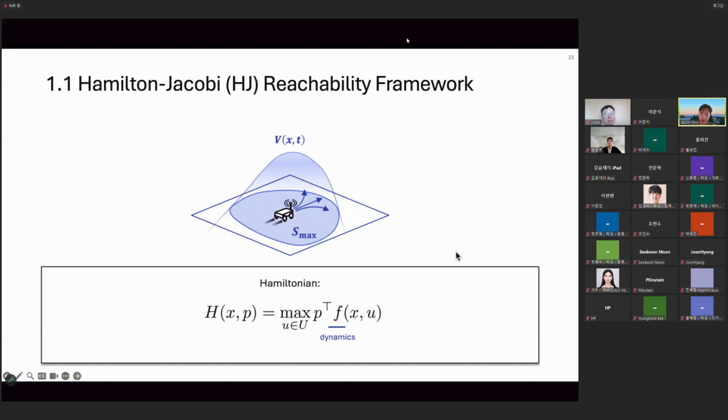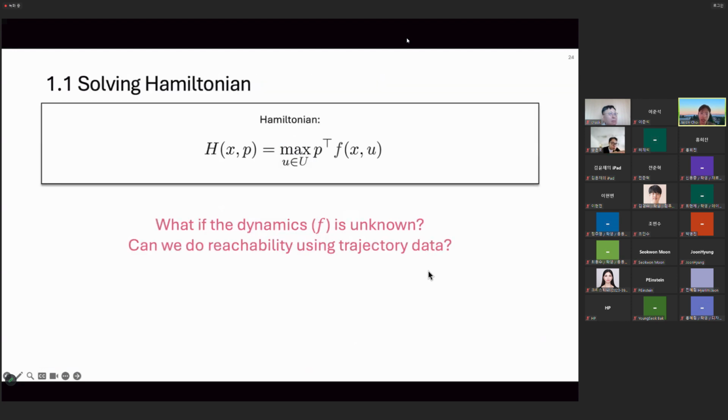And in order to evaluate this Hamiltonian, we have to come up with the model for these dynamics. So then the main challenge for these uncertain dynamical systems comes from how can we solve this Hamiltonian if this dynamics is unknown? Can we do this Hamilton-Jacobi reachability using not the explicit model of the dynamics, but by using the trajectory data?